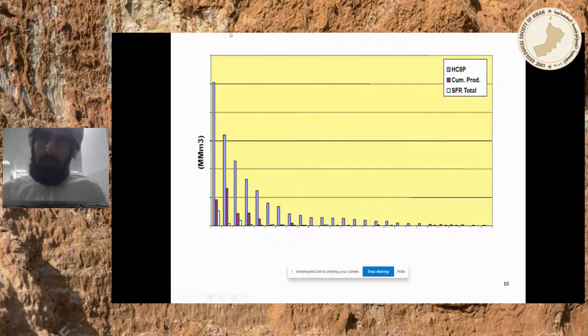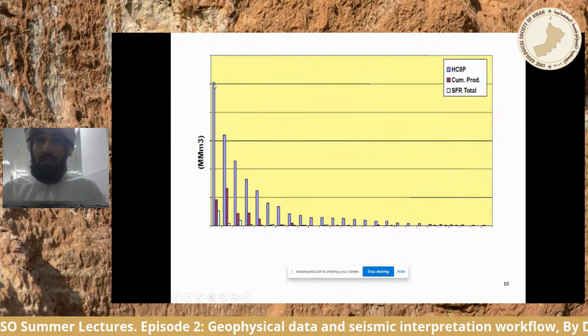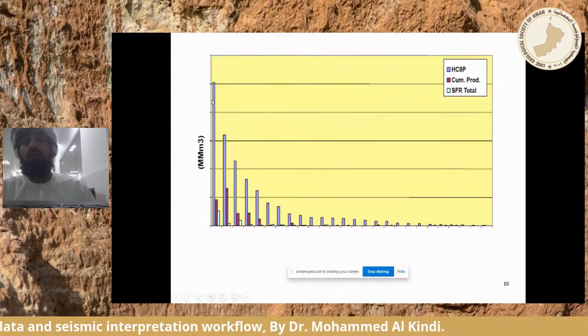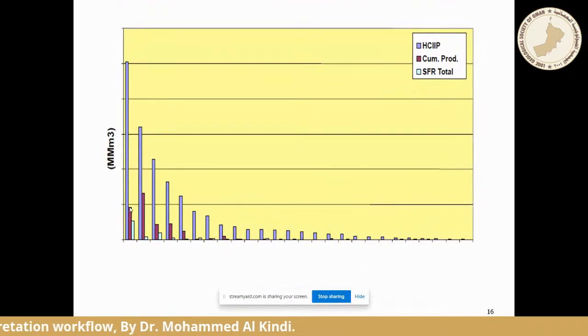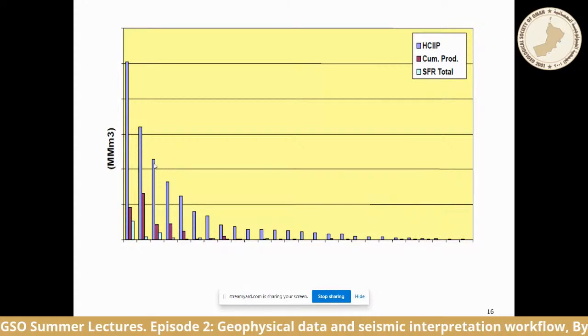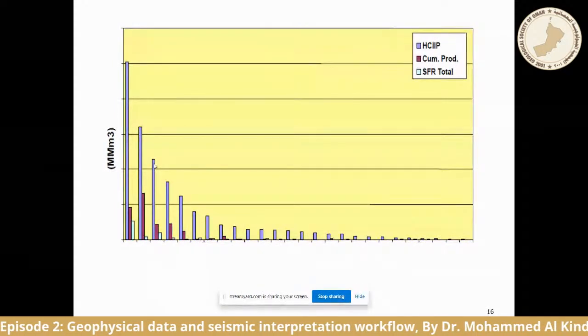And there are a number of good examples of that. This is one of the biggest fields in Oman, and you can see that despite producing this field now for almost 50 years or so, we still haven't produced, or we only produced around 25% or 30% of this reservoir. Whereas for sandstone or clastic reservoirs, the story is different.